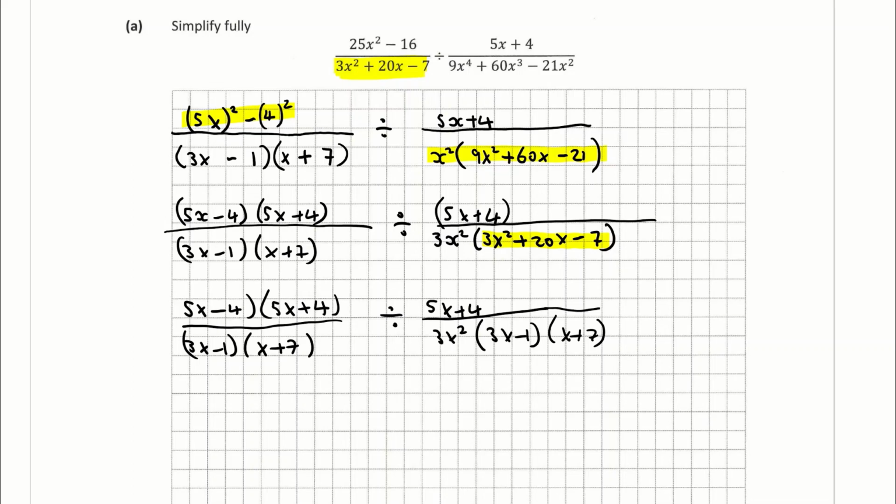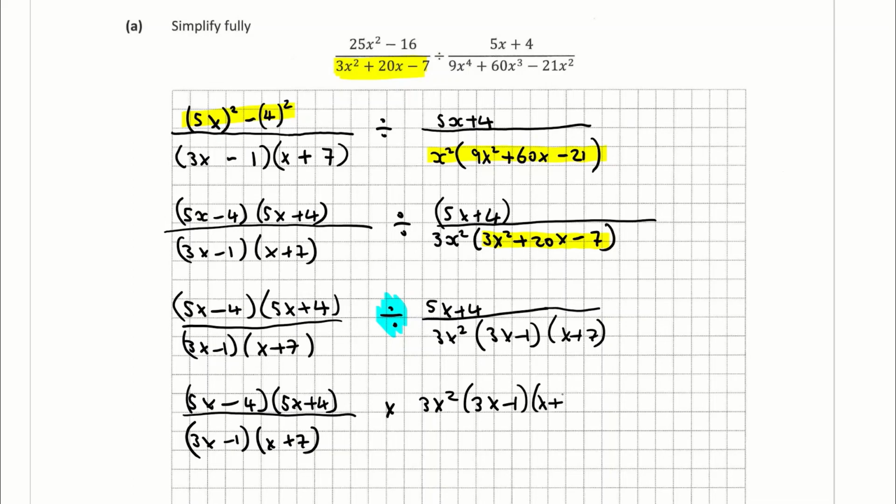Okay, so that's nice. Next thing I'm going to do is deal with this division. In order to divide fractions, we flip the second fraction and turn it into multiplication. So nothing's happening here with my first fraction. But I'm going to turn the division into multiplication, and I'm going to flip the second fraction. And I'm now going to basically hope that a load of things are going to cancel out for me here.